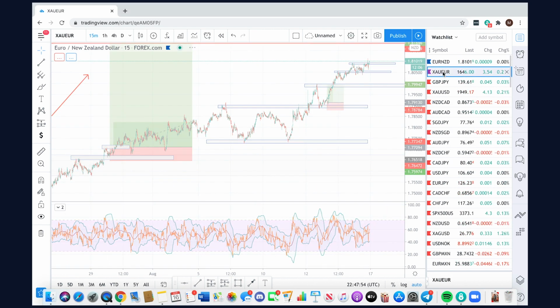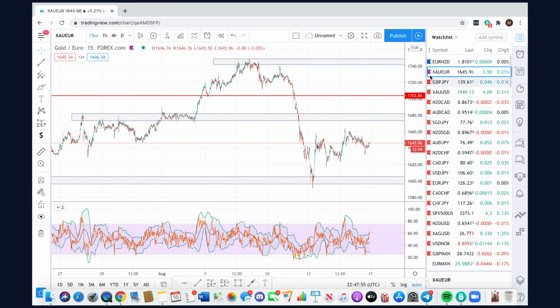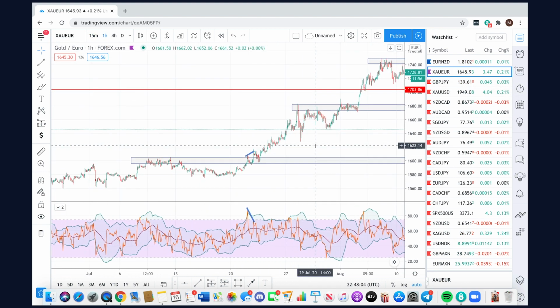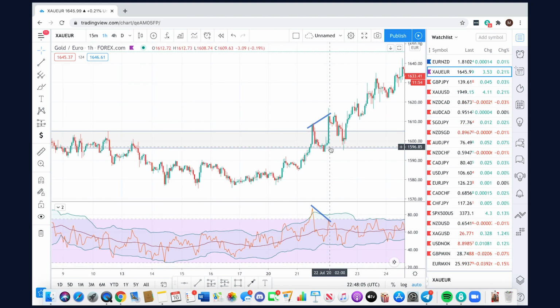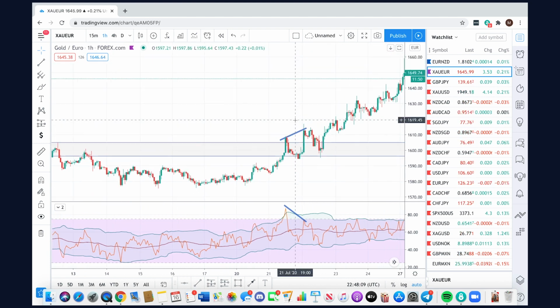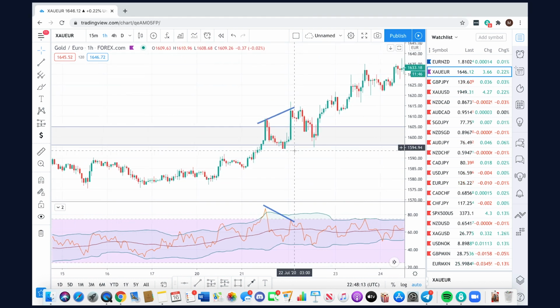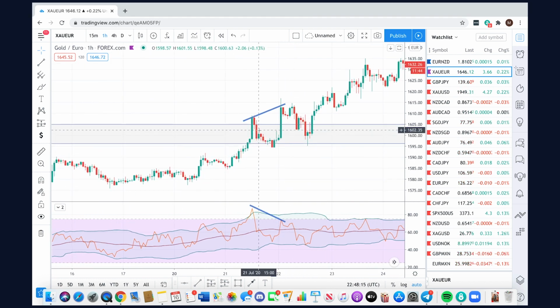So now let's go over to another pair, XAU Euro. That's gold versus the euro. This is a counter trend trade I took, and I called this trade out everywhere on Instagram and all of my free channels a couple of weeks ago. So this is a trade I took on a counter trend system.